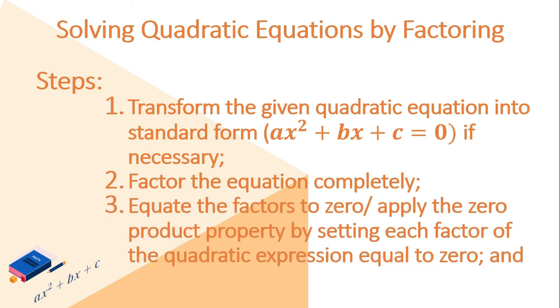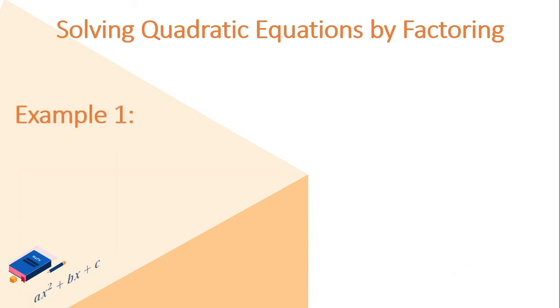And then step number 3, we have to equate the factors to 0 and apply the zero product property by setting each factor of the quadratic expression equal to 0. And lastly, we have to solve for the unknown value.